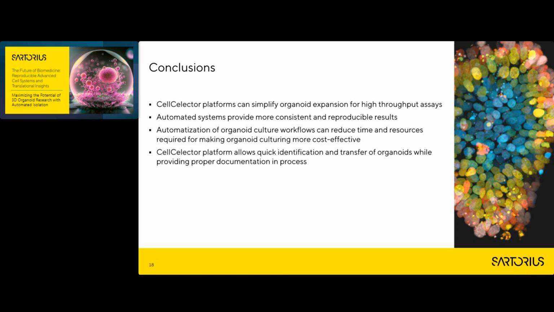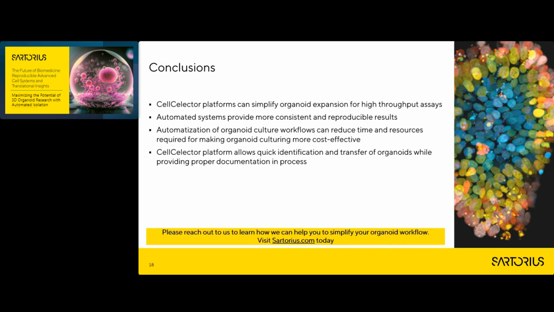Automation also provides more consistent and reproducible results of the organoid transfer process, as well as the imaging. Automatization of organoid culture workflows can reduce the time and resources required for making organoid cultures more cost-effective. The Cell Selector platform allows quick identification and transfer of organoids while providing proper documentation in the process.